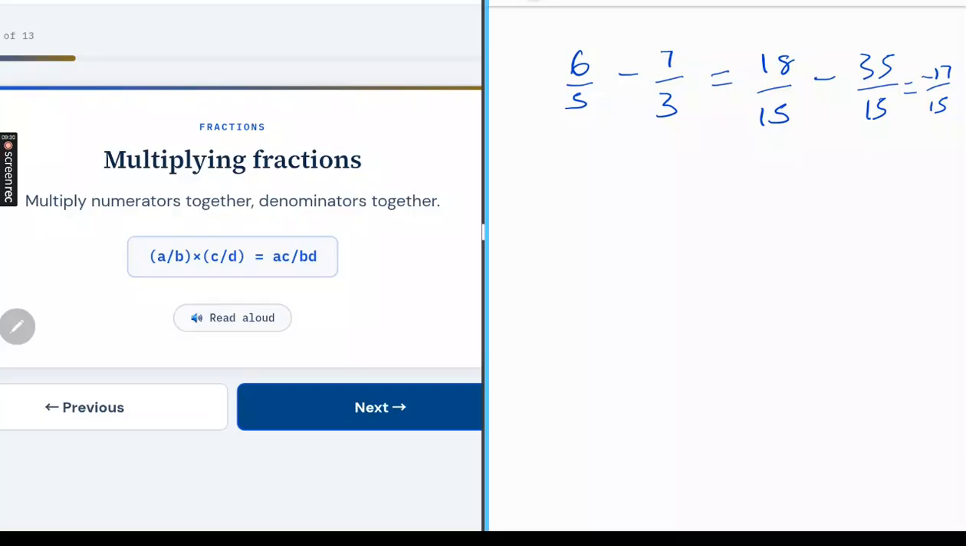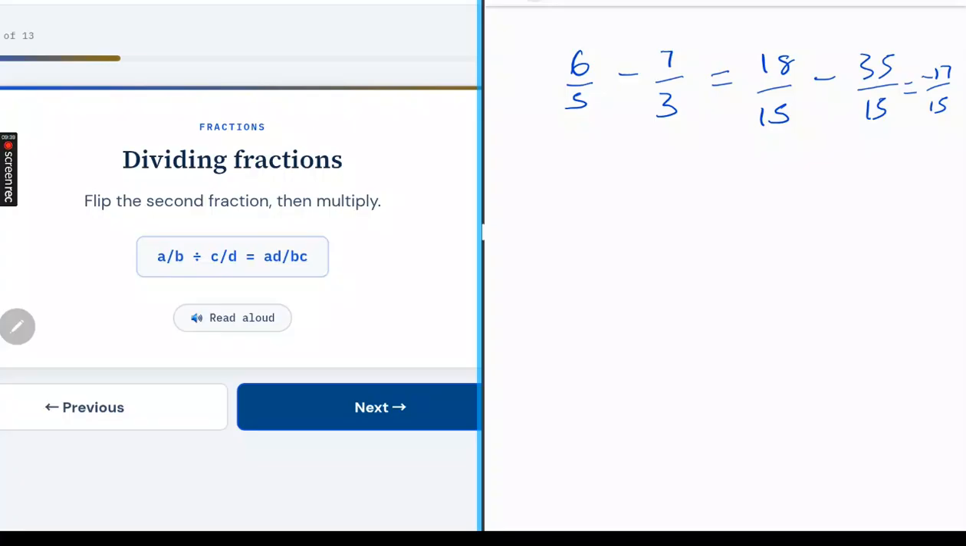I think it's just to remember here that you multiply the numerators together, and the denominators together. Dividing fraction. So this is where there is a little work. But how can you set up an equation to understand this? You use something you know.